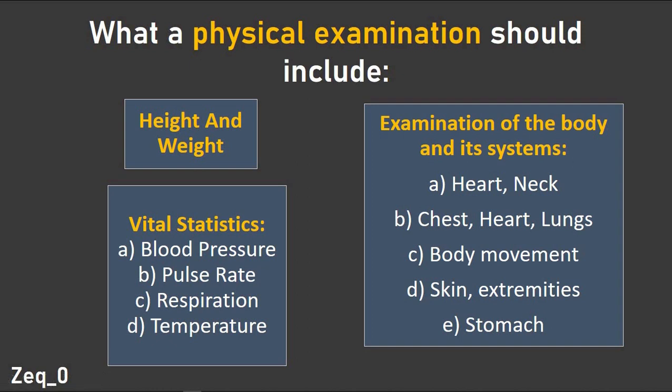Also, we should include examination of the body and its systems. For example, the heart and neck, the chest, lungs, and we should also test the skin and the extremities, which are the arms and legs. The stomach should be tested too. So those are the things that we should test during a physical examination.